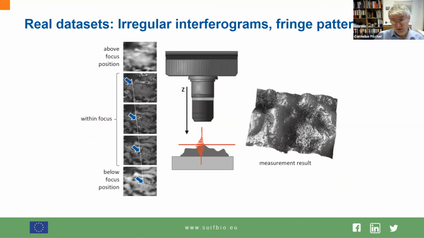Okay, so now that we know the basic principles and basic limitations, we should have a look at how reality looks. So here's an example. That's a surface that is quite irregular, and a sequence of interferograms, a fringe pattern, is shown on the left side here.